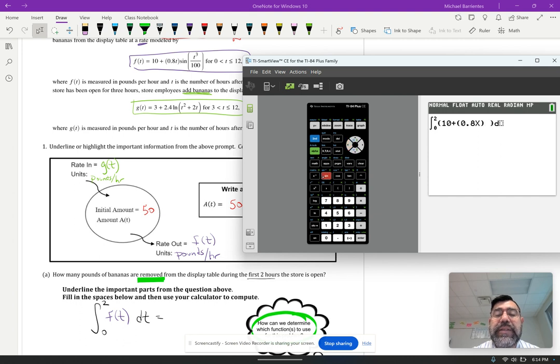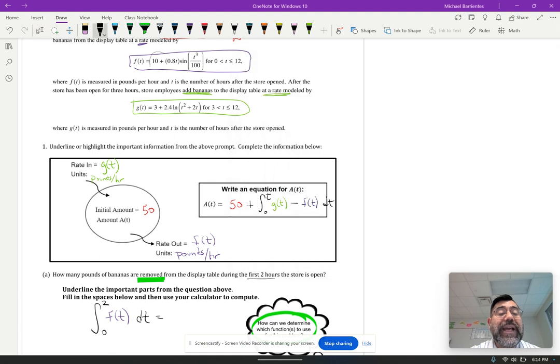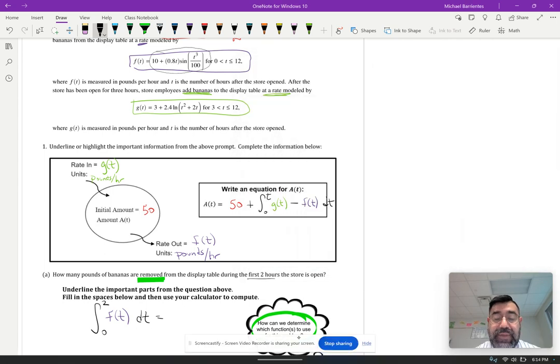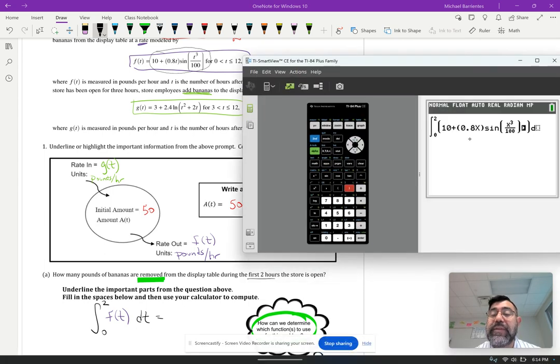There you go. Sine of, and I'm going to do a little fraction here, t to the third, except I have x, over 100. And I think that is all I need. I guess I can close it. And so this set of parentheses is what's already created by the calculator. So I'm just putting exactly what I see here into my calculator, this part right here. And then we're going to finish it out with a dx.